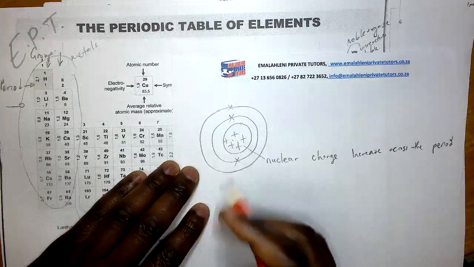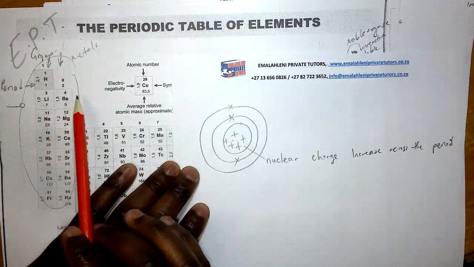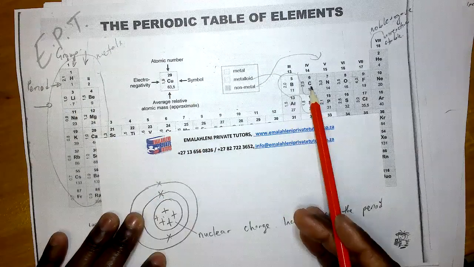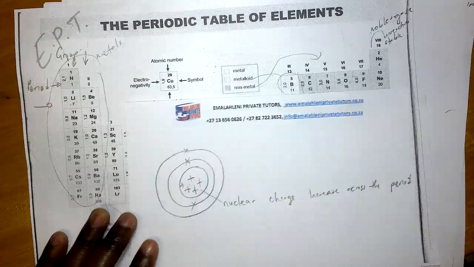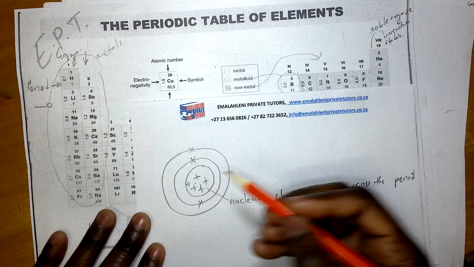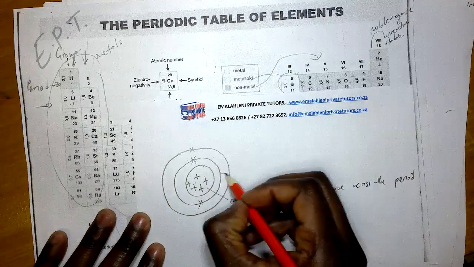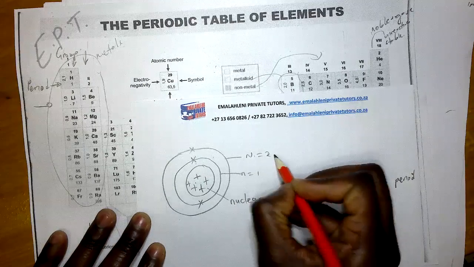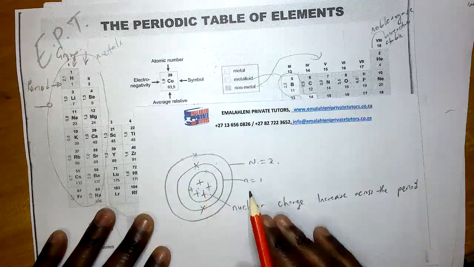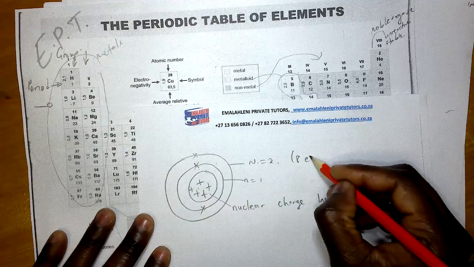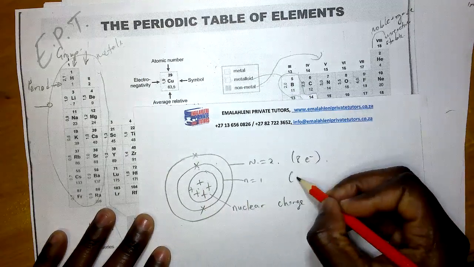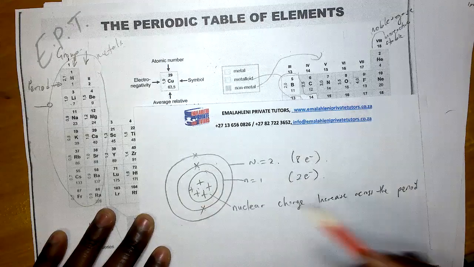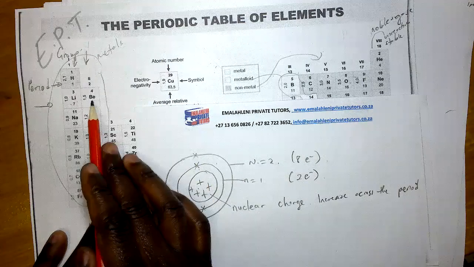But now what happens is that in the same period that we have lithium, beryllium, boron, carbon, sodium, what we are actually doing is only adding electrons. So this is energy level 1. This one is energy level 2, which is filled with 8 electrons. The first energy level is filled with 2 electrons. So in the same period, we are just adding electrons. From there, this is lithium only.